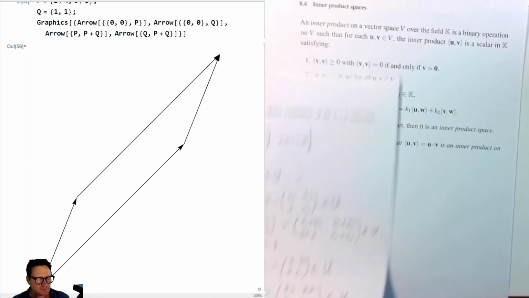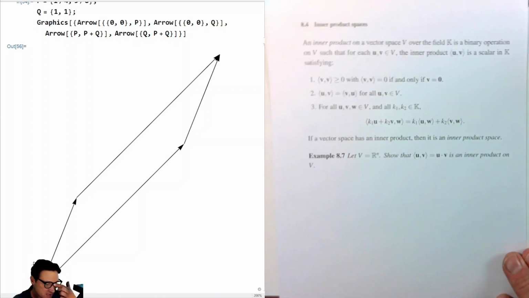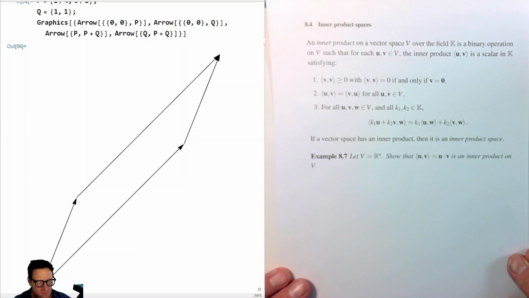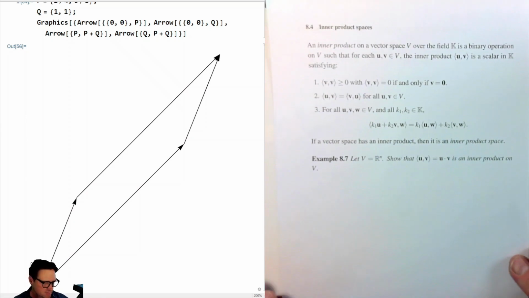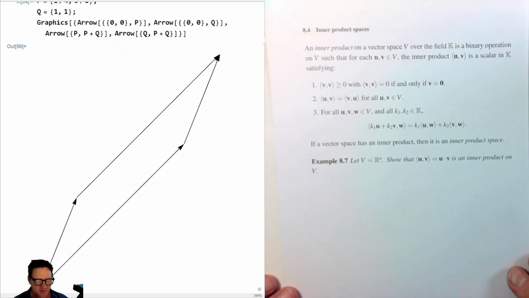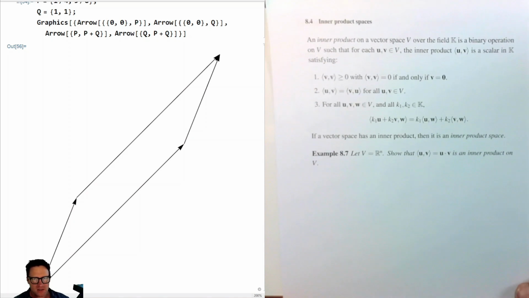Okay, next page. So now let's talk about inner product spaces. So this is somewhat abstract, this section. An example of an inner product is the dot product. It gives us a very elementary example of an inner product. But not all inner products are the dot product.